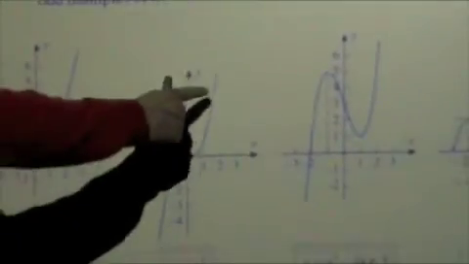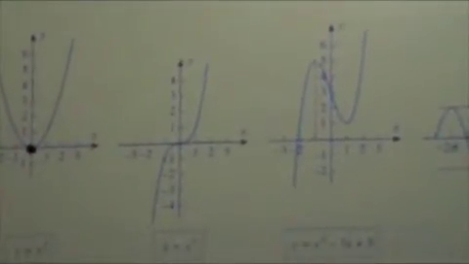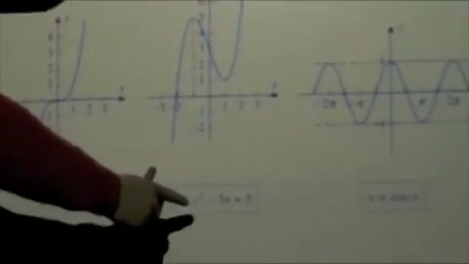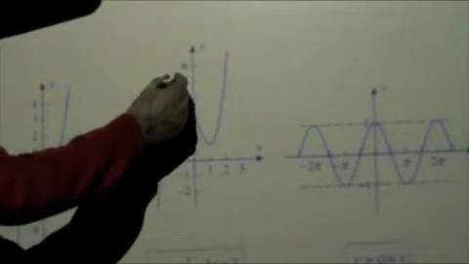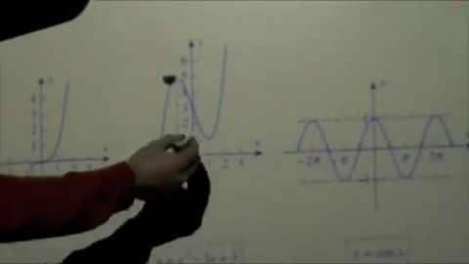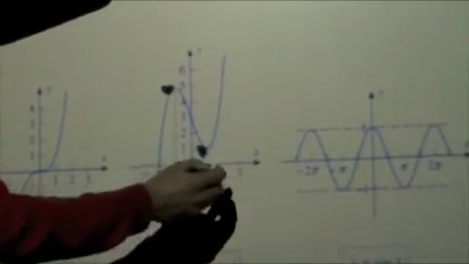When f of x equals x cubed, we notice that there is no relative minimum or maximum. F of x equals x cubed minus 3x plus 3, we see a relative maximum when x is negative 1 and a relative minimum when x is positive 1.